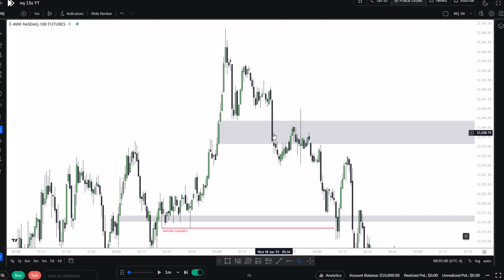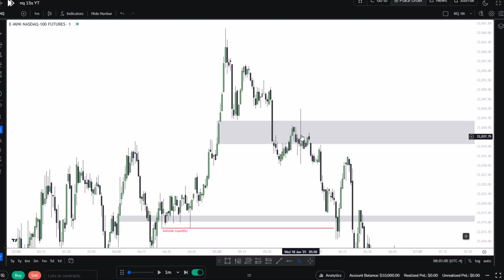Now we had a displacement here below the first presented fair value gap of 5 a.m. Displacing away here, returning back to it, failure to close above on a closing basis, and then displacing a second time here. So our entry was on the return to this CB, all the way down to the sell side liquidity.